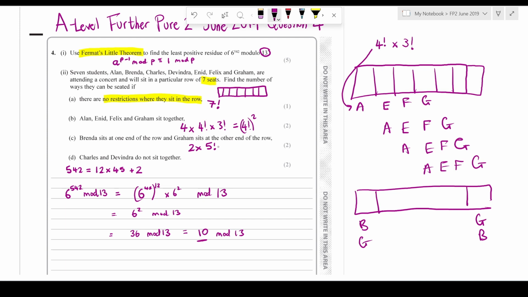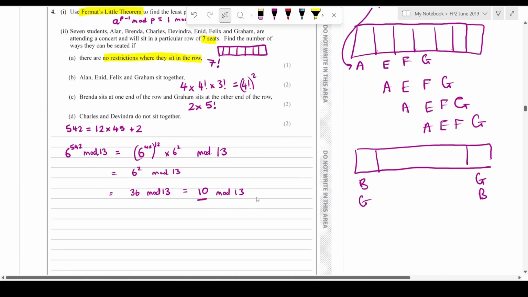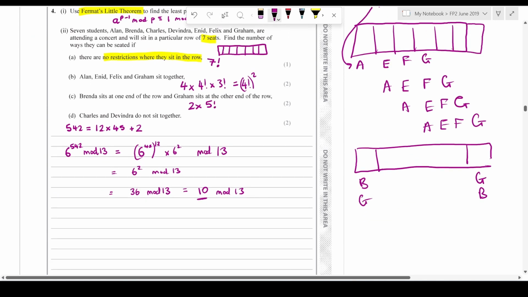Okay, we've got Charles and Devrinda do not sit next to each other. A bit like when we talk about probability, if we're thinking about not, it's often the inverse of it being the actual case. So let's consider all the possibilities where Charles and Devrinda do sit together, and we can subtract that from the unrestricted case that we have at the top. I'm going to do a little bit down here. Okay, it's not working, I'm going to rub this bit out.